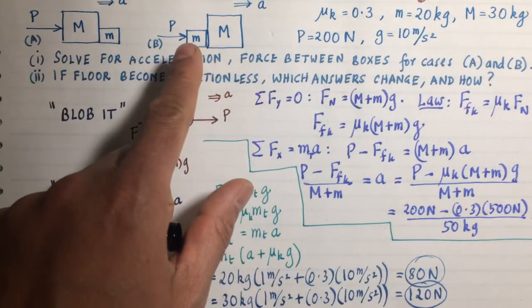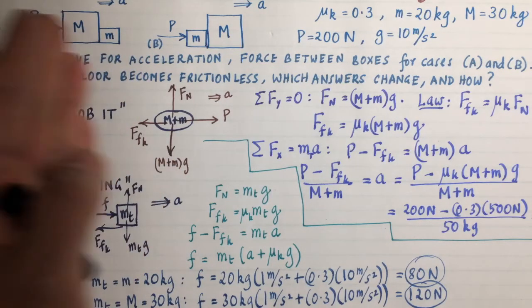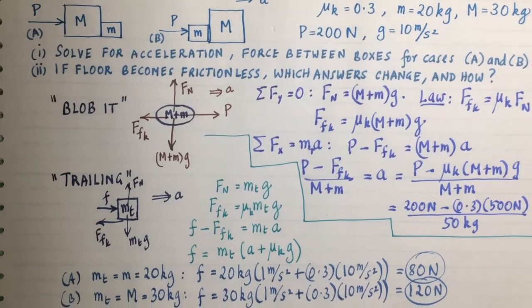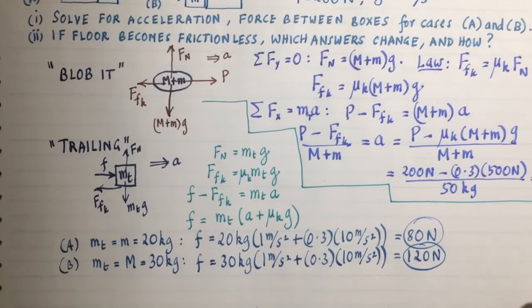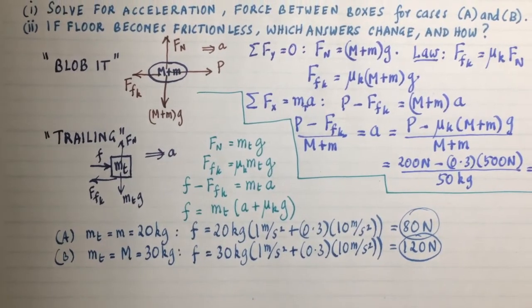You can almost visualize the TV breaking up if you try to use the TV to push the refrigerator, whereas the refrigerator pushing the TV would just slide along. So that's kind of obvious in daily life, but it's nice to see the math confirming it. The second part of the problem is actually very interesting. The floor becomes frictionless. Which answers would change?